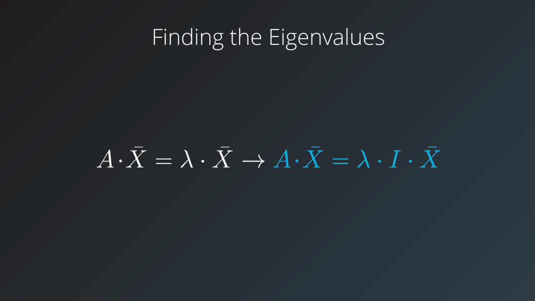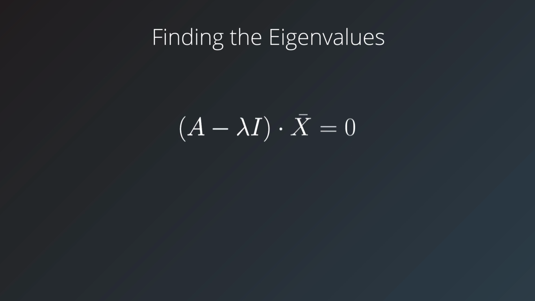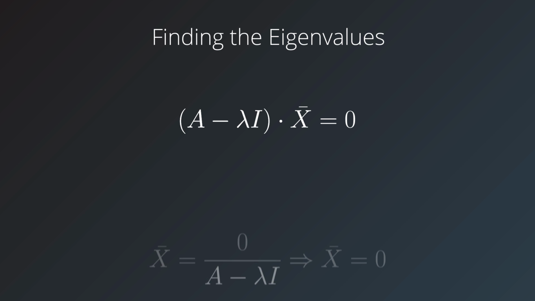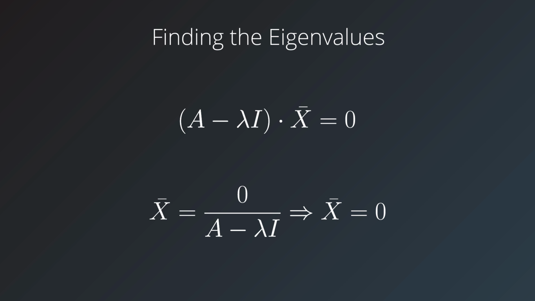Since now we have a matrix multiplication on both sides of the equation, we can manipulate it a bit and change the equation in such a way that's easier to solve. A minus lambda times I, all of this times the vector x equals 0. We need to find the non-trivial, or in other words, the non-zero solution for the equation. If A minus lambda times I is invertible, we can divide it on both sides and end up with x equals 0, which is not what we want. In other words, we need to find lambda such that the matrix A minus lambda I is not invertible.